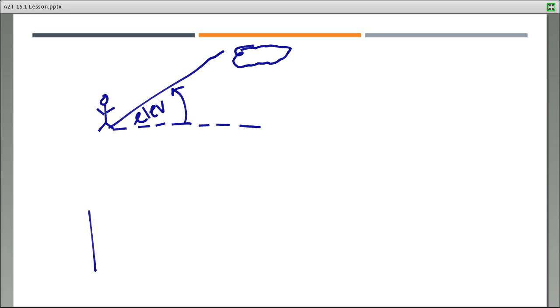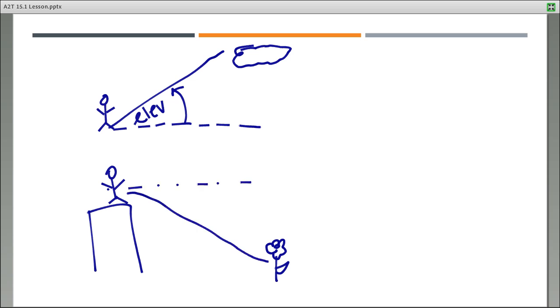On the flip side, if I'm on top of, I don't know, I'm up on a balcony somewhere, looking over a gorgeous view of what's down below. A beautiful flower, I don't know. Not very creative. But here, when you're up top and your line of sight is horizontal like this, then you're looking down. We call this the angle of depression.